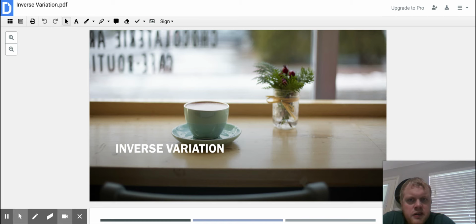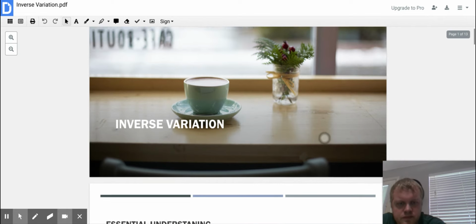All right, guys, we're going to go ahead and get started with our next unit here. So our next topic is going to be over inverse variation. We do have a few examples that we'll go through and a few notes. So let's go ahead and hop into it.